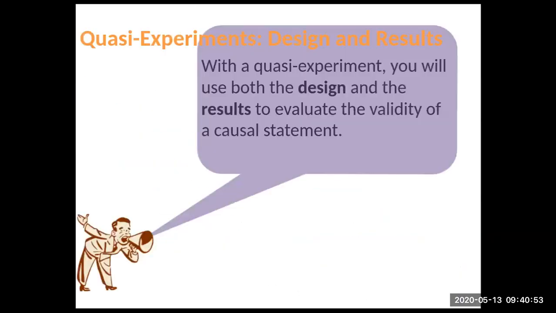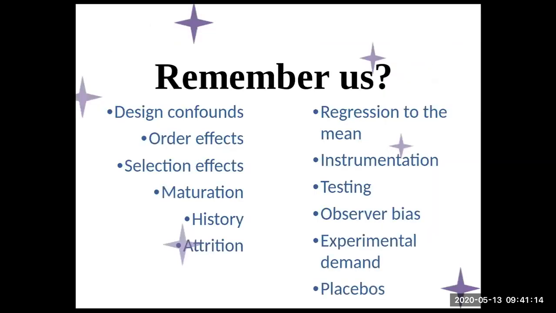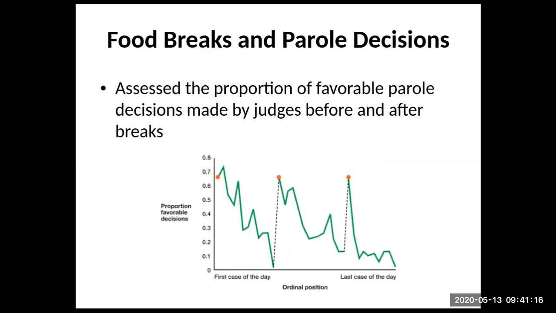I apologize. And we have two different types of repeated measures or within subjects designs. We have the interrupted time series design, which is the first one with food breaks and parole hearings. And we have the non-equivalent groups interrupted time series design. And that's the one we're going to talk about with crimes and TVs. So let's head back in this direction. Food breaks and parole decisions.